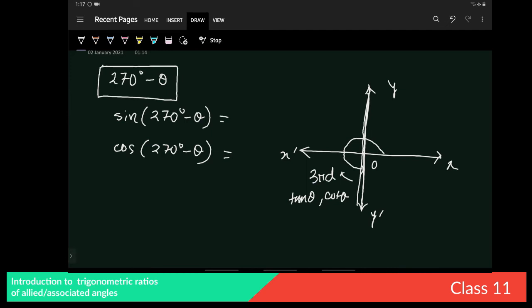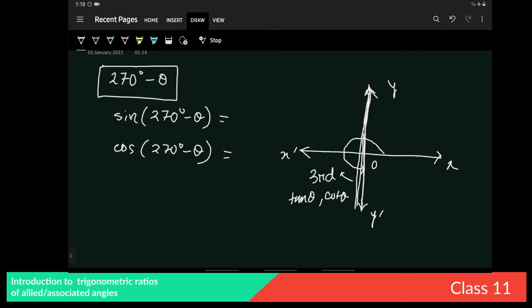It is 270 degree minus theta, so it is associated with y prime, that is the vertical line. So according to the working rule, if the ratio is associated with the vertical line, then the ratio changes: sine to cos, cos to sine, tan to cot, cot to tan, sec to cosec, and cosec to sec. So in this case, it is associated with the vertical line.